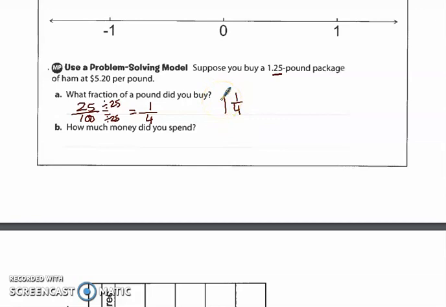Now, how much money did you spend? Well, you know you spent $5.20, right? That's for the pound. For the 1/4 of a pound, guys, you need to divide this number by 4. Once you do that, you're going to add it here, and that will tell you how much you spent.